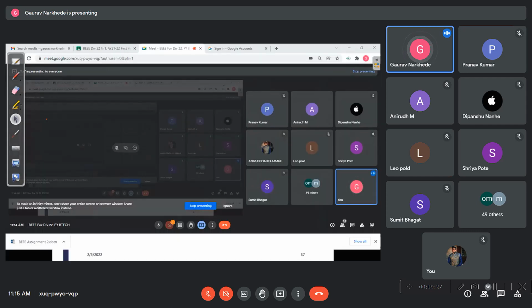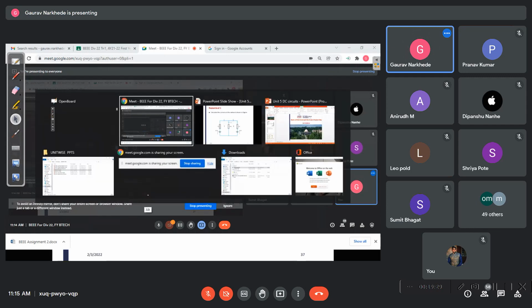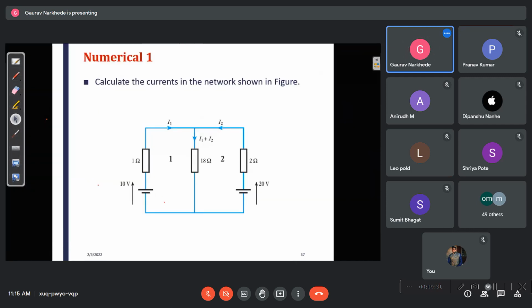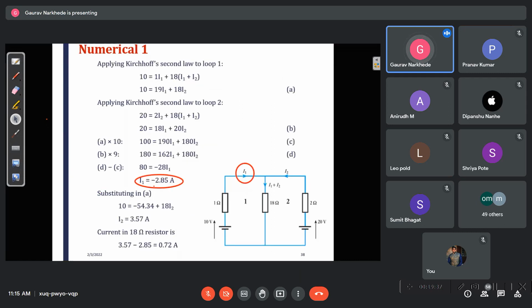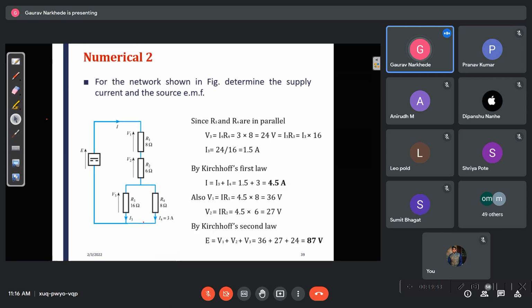Okay, so let us check. Let me check. So minus 2.85 and 3.57. So correct. So we got the same answers, right? Okay. Now can we do this problem? Can we solve this problem?